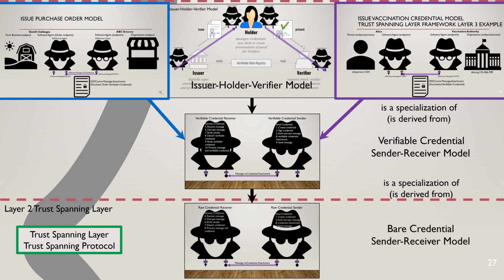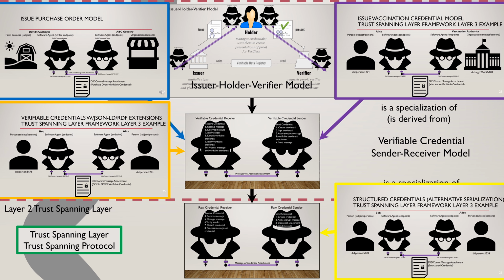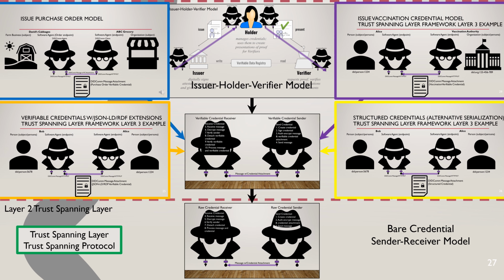We've looked at the issue purchase order model and the issue vaccine credential model. The verifiable credential with JSON-LD RDF extensions is really just yet another type of verifiable credential. It's an extension to the canonical verifiable credential sender model that we described at the beginning of this tutorial. Structured credentials, again, is just an alternative serialization of the verifiable credential model. And so it too is a derivation of the verifiable credential sender-receiver model, which in turn is a specialization or derivation of the bare credential sender-receiver model.